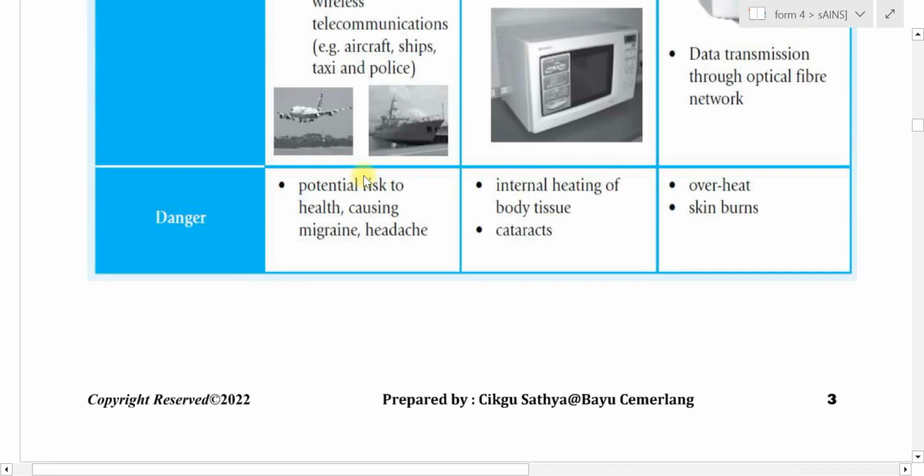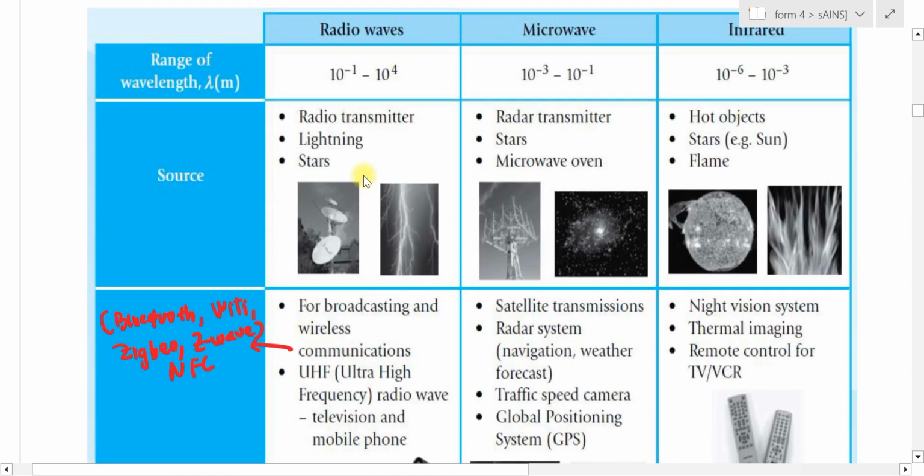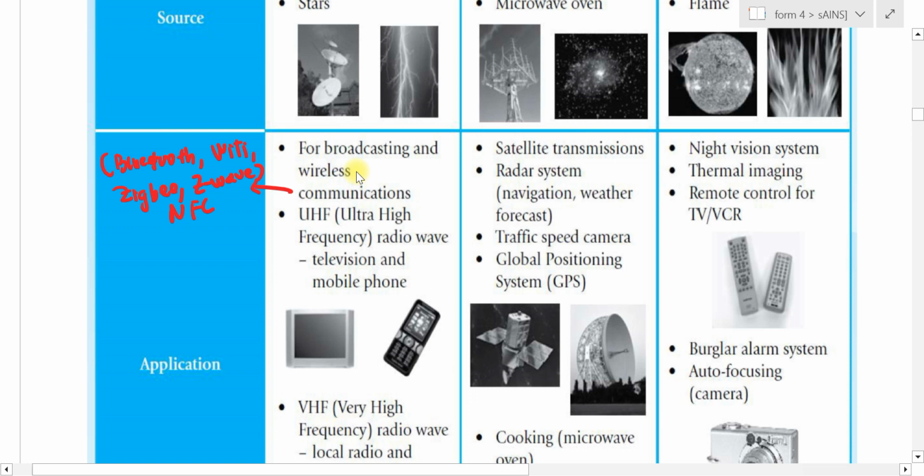Okay. Next one. Microwave. Microwave, ingat satu bendanya kita guna untuk satellite. Okay. Radar transmitter, star and microwave oven can produce the microwave. Okay, kita guna untuk satellite transmission must. Kalau soalan tanya satellite, jangan jawab radio wave. It is a microwave. Walaupun microwave ni sebahagian daripada radio wave, tapi kita kena selalu cakap microwave sahaja.